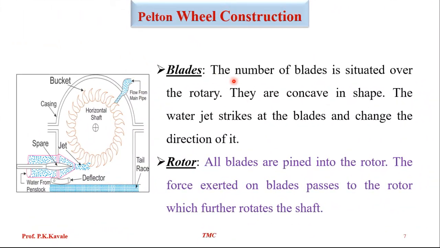Blades are also known as runners. A number of blades are situated over the rotor. They are concave in shape. The water jet strikes the blade and changes its direction. All the blades are pinned onto the rotor. The force exerted on the blades passes to the rotor, which further rotates the shaft.